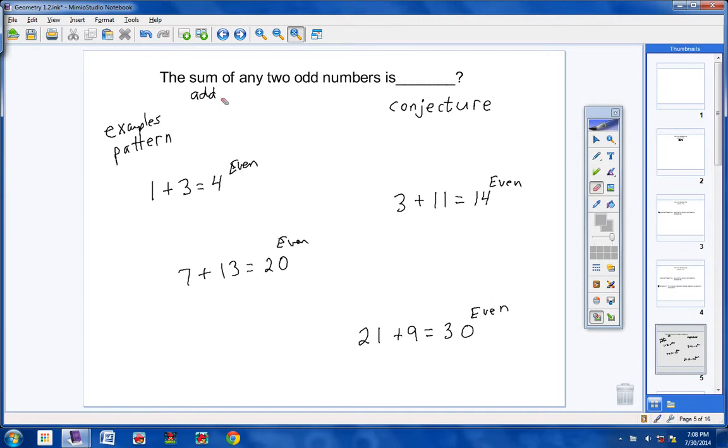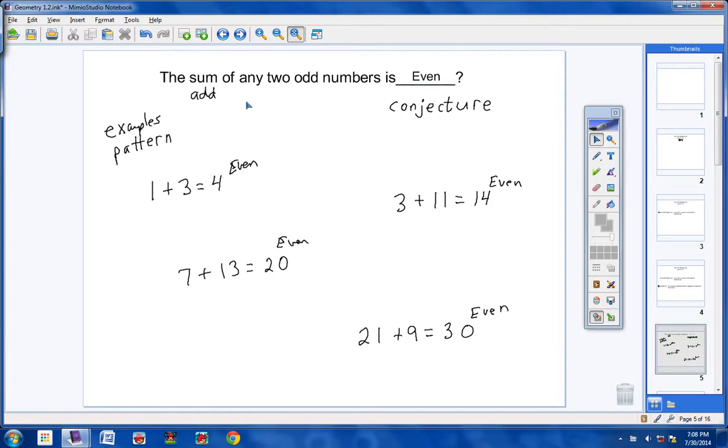So, the conclusion I'm coming up with, or the conjecture I'm coming up with, is the sum of any two odd numbers is even. Okay? Now that's my conjecture. The sum of any two odd numbers is even. This is my conjecture right here, the word even. So there. I looked for examples, then I found a pattern, and then I made my conjecture, my educated guess, my hypothesis. Let's try another one.